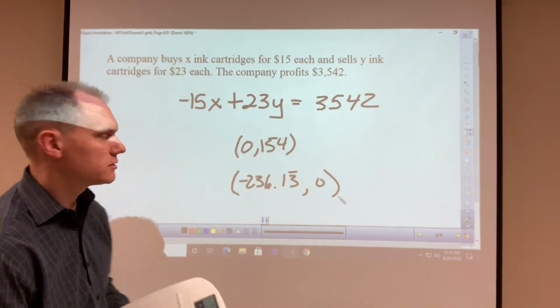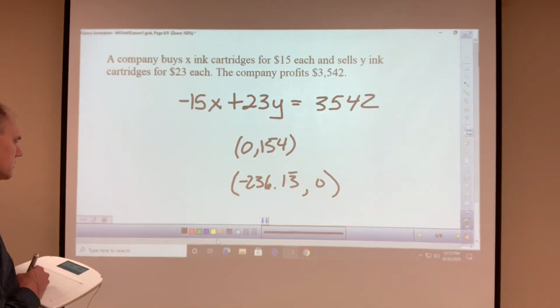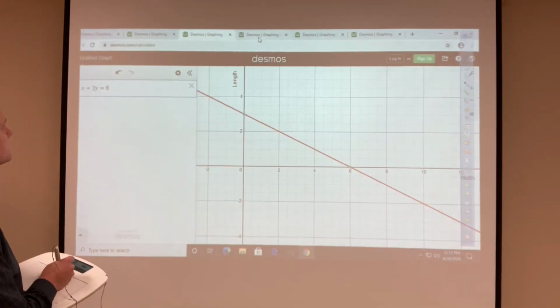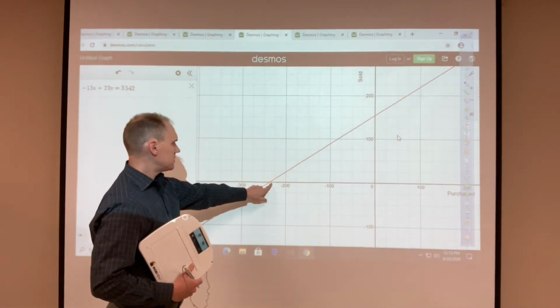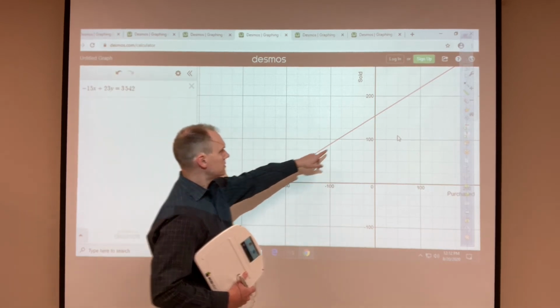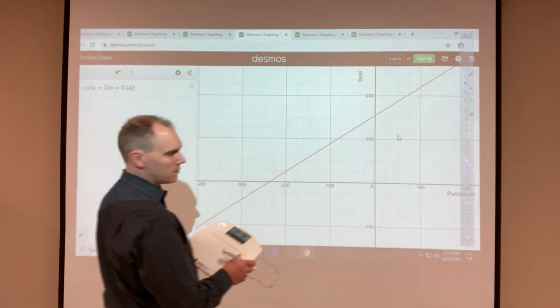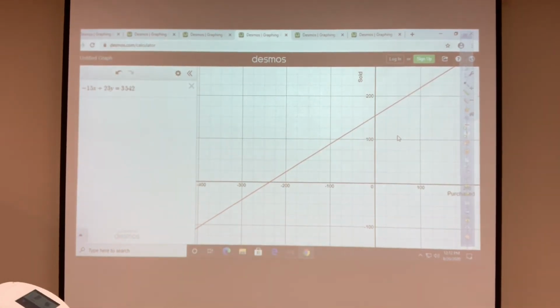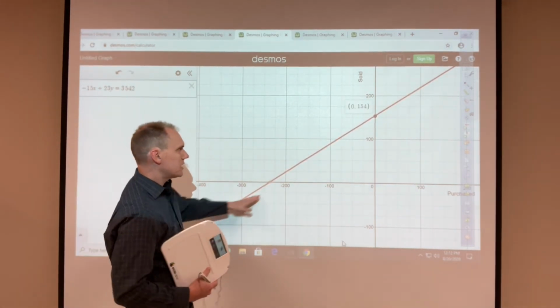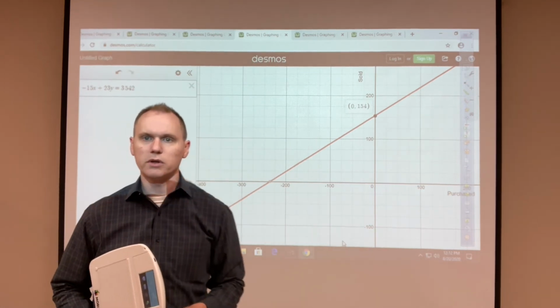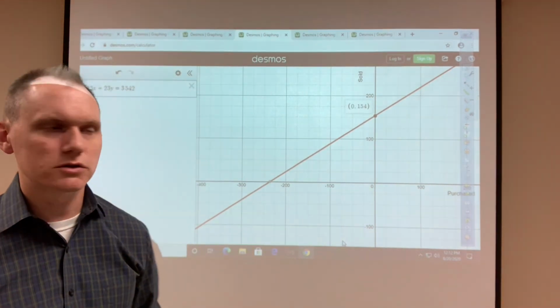Let's see what the graph of this looks like, because we could plot both of those and connect them, right? All right, here we go. So if we plot the X-intercept here, that's negative 236 something, and then positive 154 right here. Yep, 154. And then we can connect those dots, and we've got our linear function.